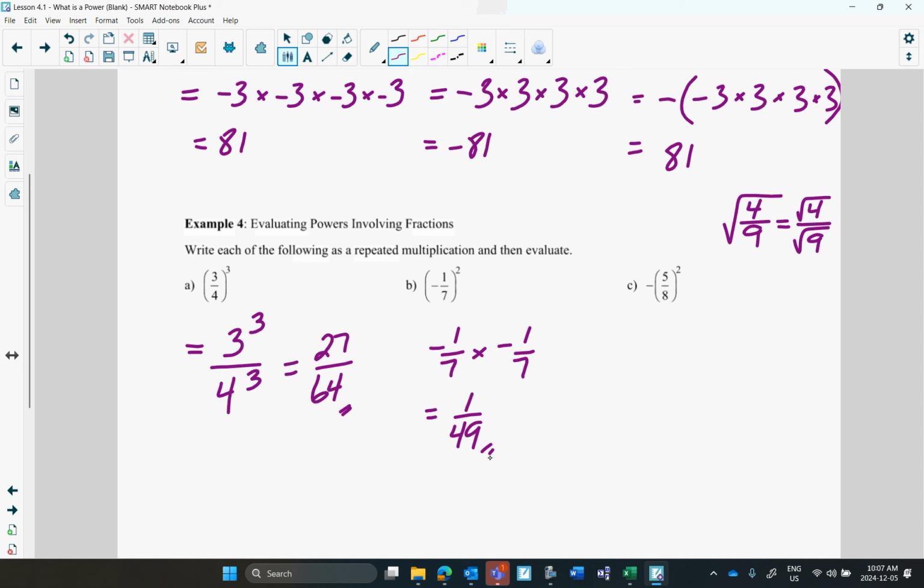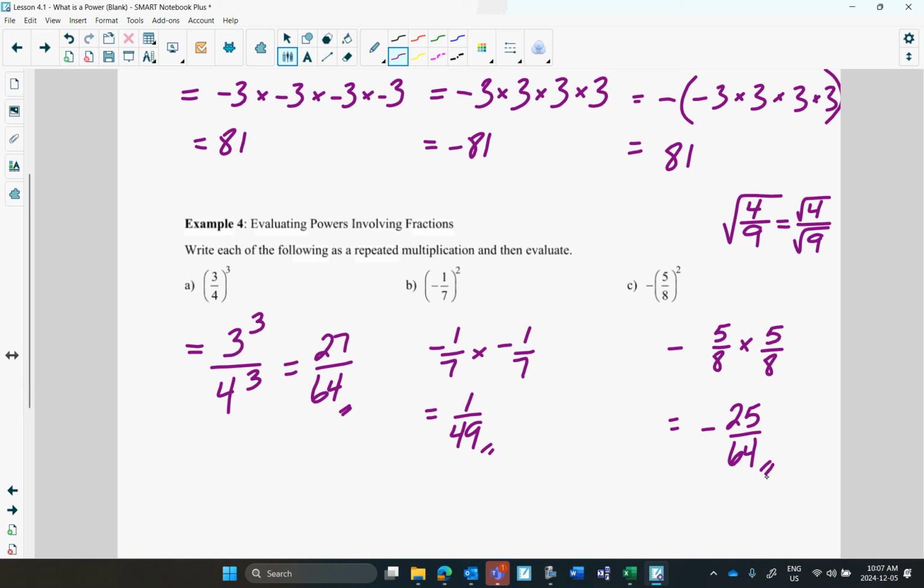And this last one, notice the negative is outside. So this means I do 5 over 8 times 5 over 8, and then put the negative on that answer. So what's my final answer? Negative 25 over 64.